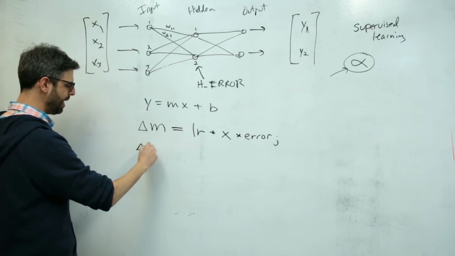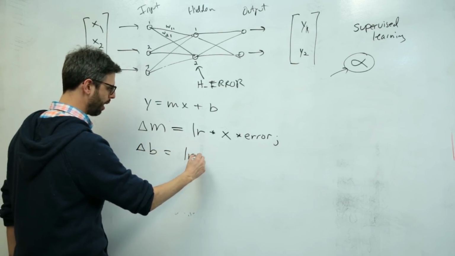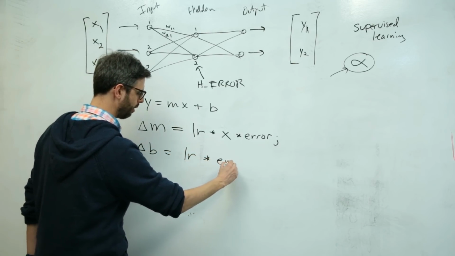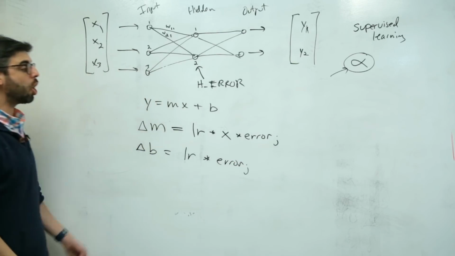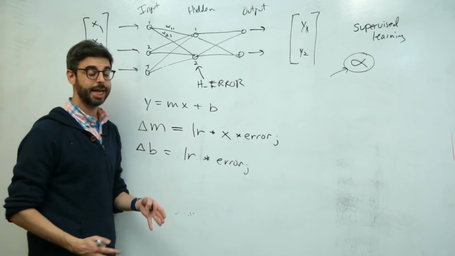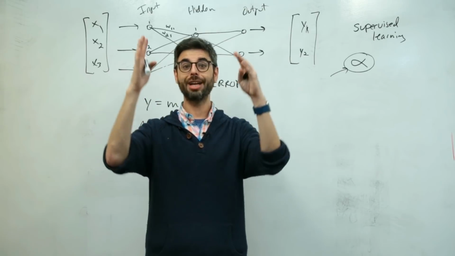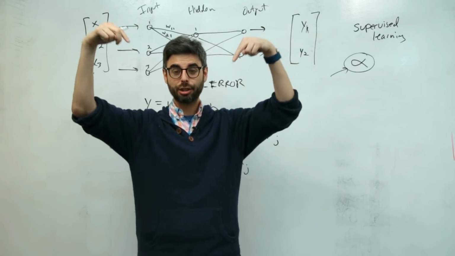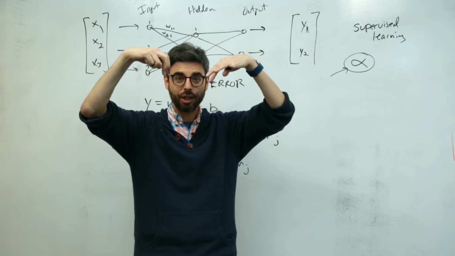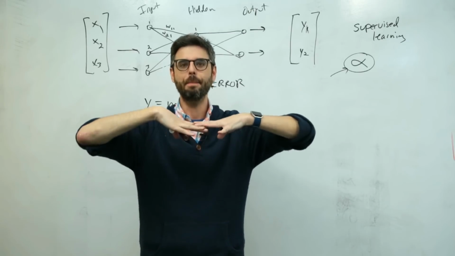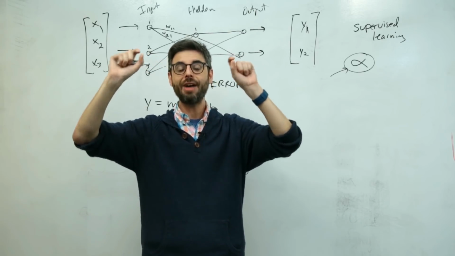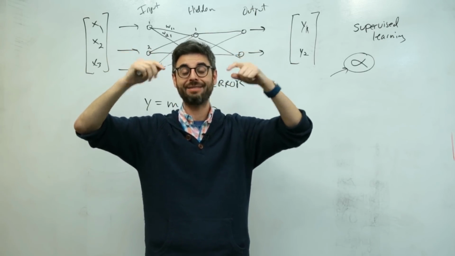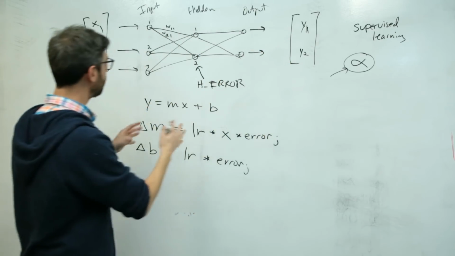And delta b equals learning rate times error. This is all done through some calculus, looking at the derivative of the cost function, the slope, and how to walk around that cost function and find the bottom, the minimum error. What values of m and b do we have to have the minimum error? And that's what we want to do here.